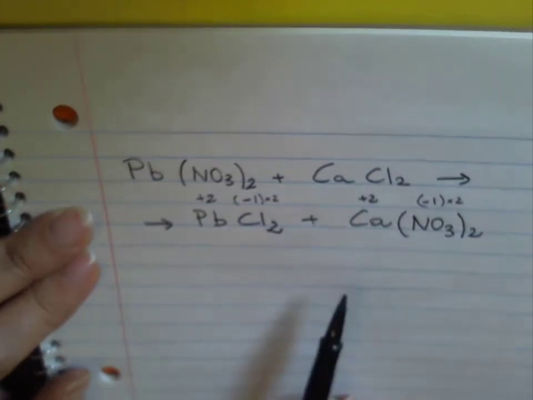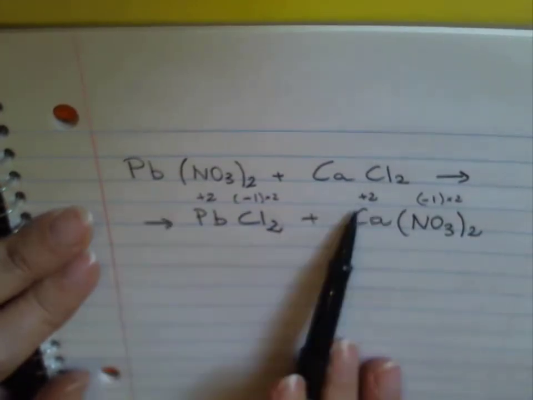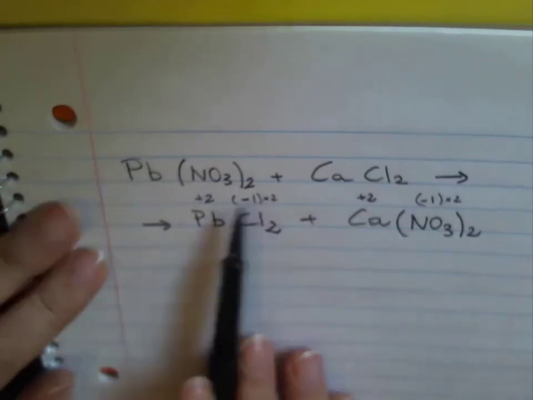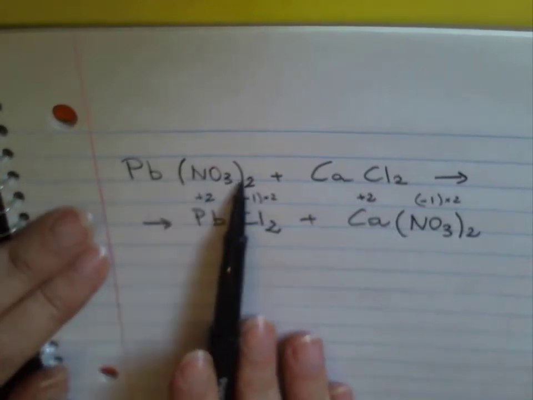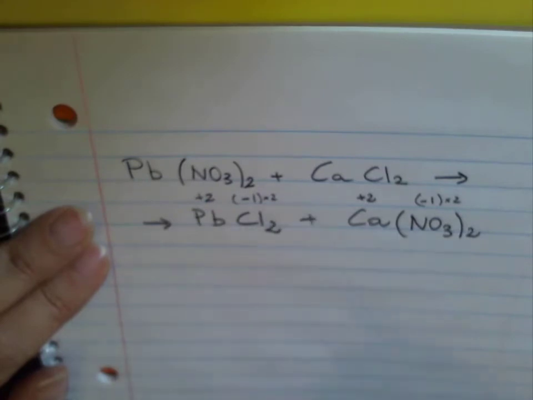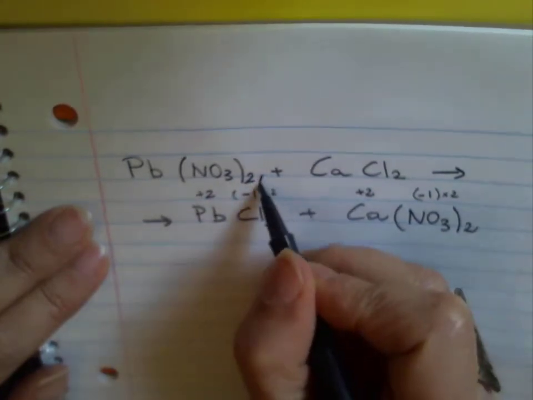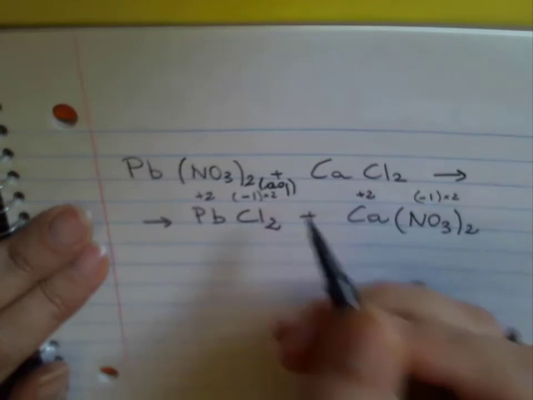In terms of the state they're in, the compounds that contain nitrate ions are always soluble, and there are no exceptions to this rule. So we can write this as aq, both of them.